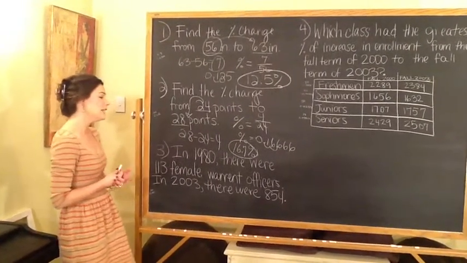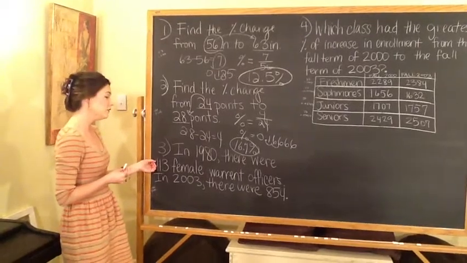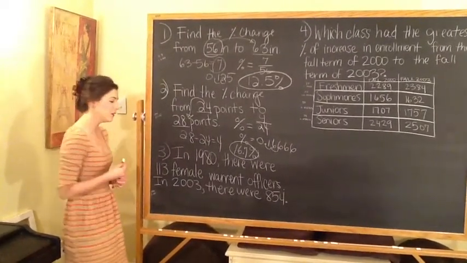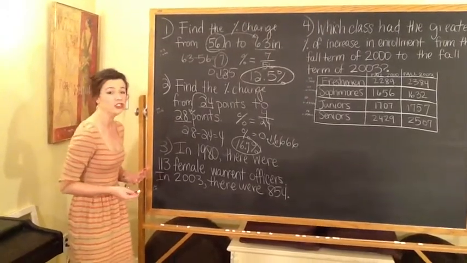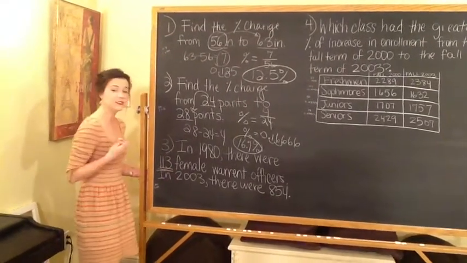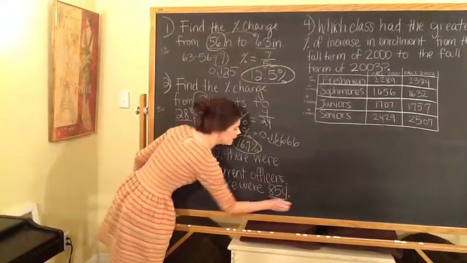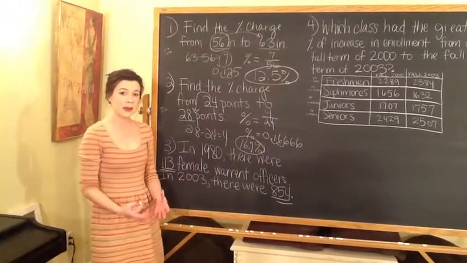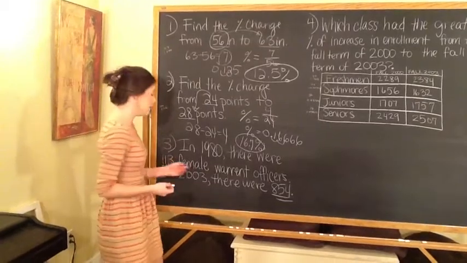Alright, number 3. In 1980 there were 113 female warrant officers. In 2003 there were 854. So we're going to find the percent change. First of all, I notice that I'm going from 113 to 854. So this is going to be a positive increase. My percent is going to be positive because I'm getting bigger.